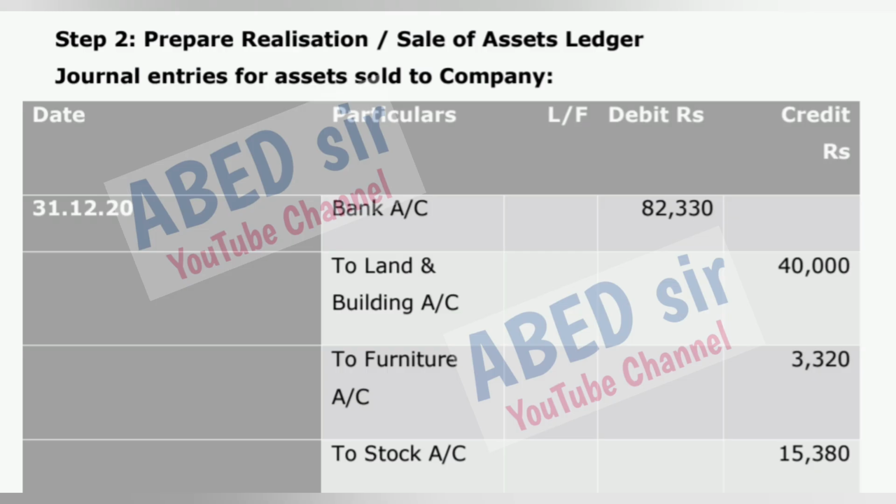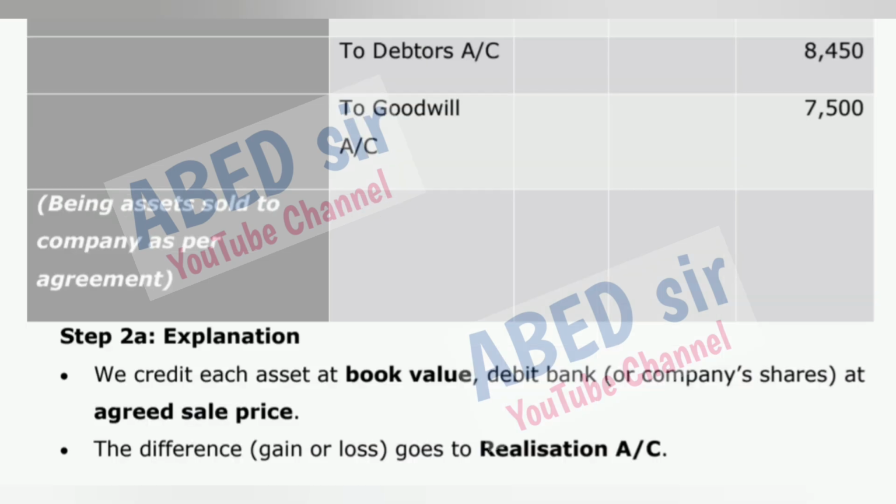Date, particulars, LF, debit rupees, credit rupees. 31st December 2020, Bank A/c 82,330. To land and buildings A/c 40,000. To furniture A/c 3,320. To stock A/c 15,380. To debtors A/c 8,450. To goodwill A/c 7,500. Being assets sold to company as per agreement.